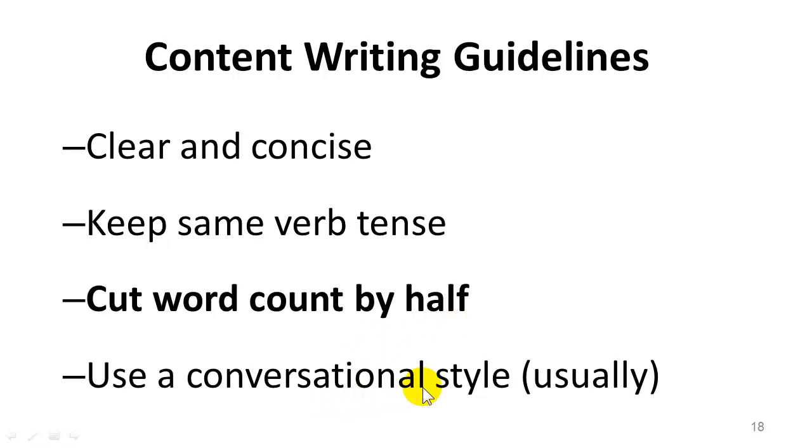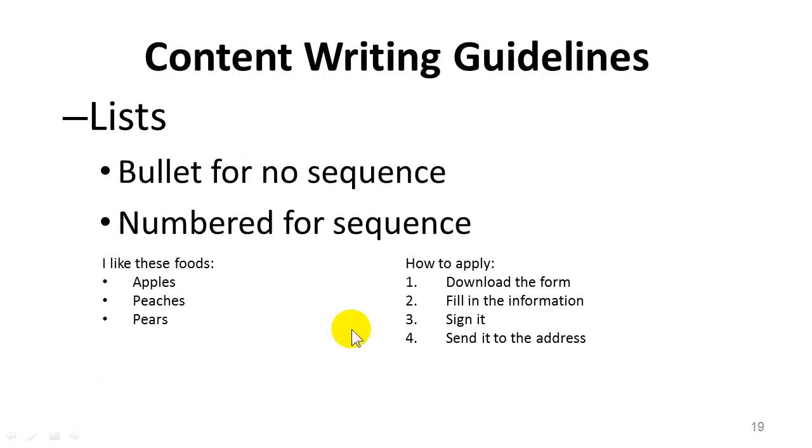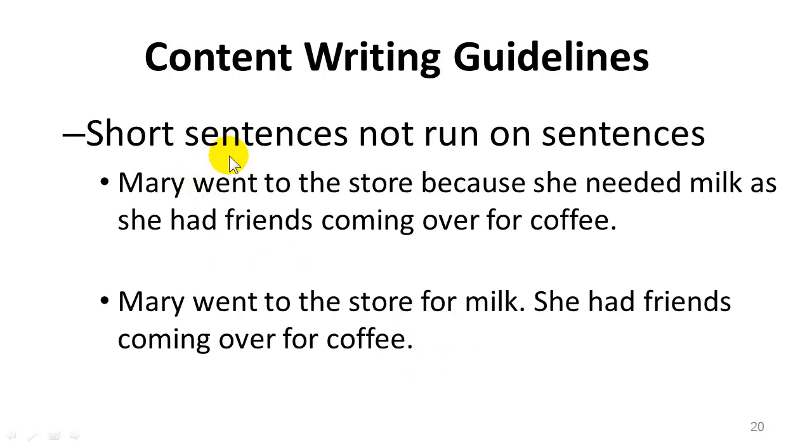And here again, we're usually using a conversational style, especially on the web. Here again, it depends on the context. Lists should be used when you have a sequence of items or a numbered sequence of items. They're definitely more user-friendly and they lend themselves to being scannable. Short sentences, not run-on sentences.